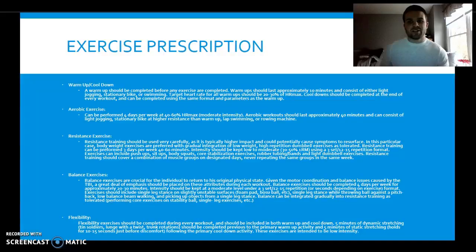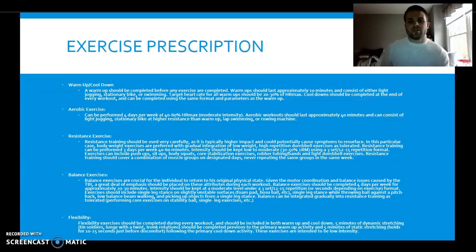So high repetition if he's doing things like that. Lower weight, definitely on the lower side of resistance. You don't want to be exerting too much in these early stages of exercise. And you want to use a combination of muscle groups on designated days and not repeat them in the same week. So you want to gradually integrate these things without exacerbating symptoms and without bringing symptoms back.